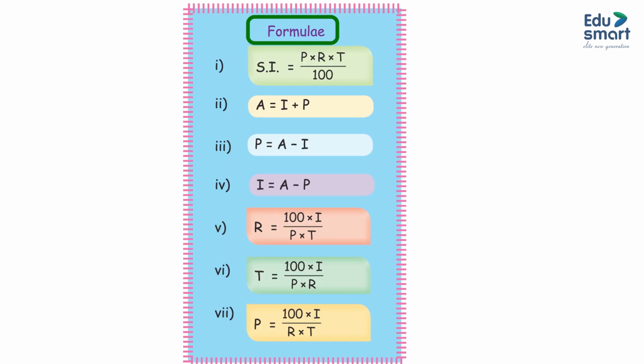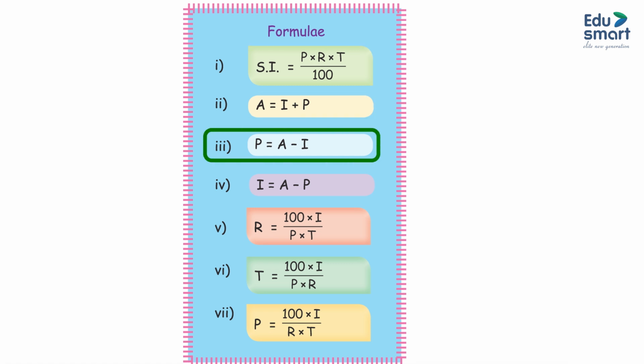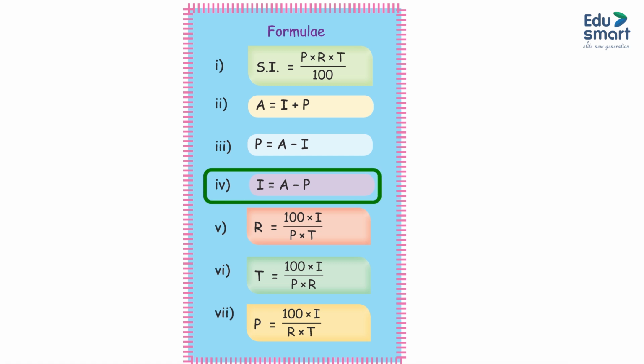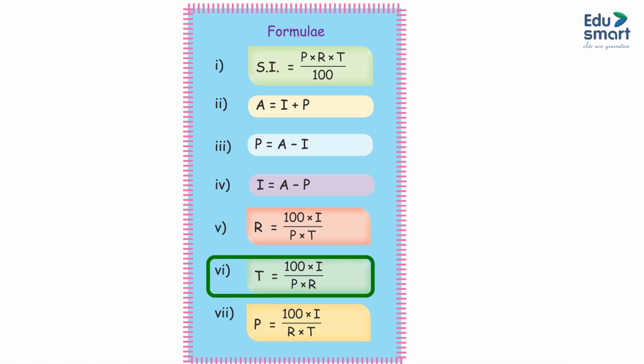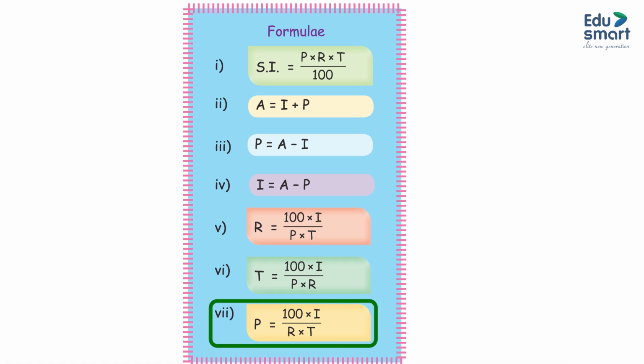15,580. Formulae. 1. SI is equals to P into R into T upon 100. 2. A is equals to I plus P. 3. P is equals to A minus I. 4. I is equals to A minus P. 5. R is equals to 100 into I upon P into T. 6. T is equals to 100 into I upon P into R. 7. P is equals to 100 into I upon R into T.